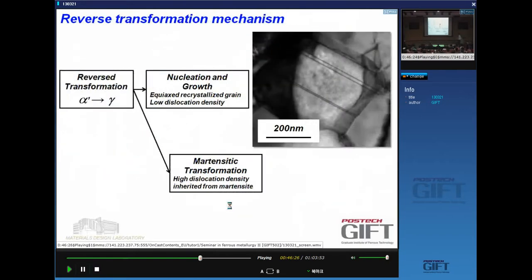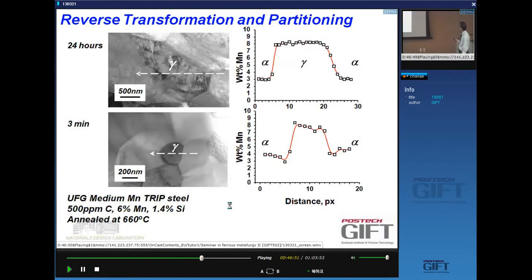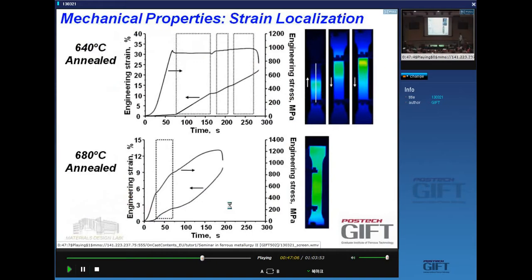It's stabilized for two reasons. First of all, this reverse transformation creates austenite by nucleation and growth. You get very nice small austenite grains, yes, and with very low defect concentrations. And then these particles also, you have a lot of carbon and manganese partitioning to these particles. And this partitioning is very efficient because these particles are so small. So it doesn't matter whether you heat this thing 24 hours or 3 minutes, the partitioning is almost the same. But the big problem is the control of the transformation, the control of the strain hardening.